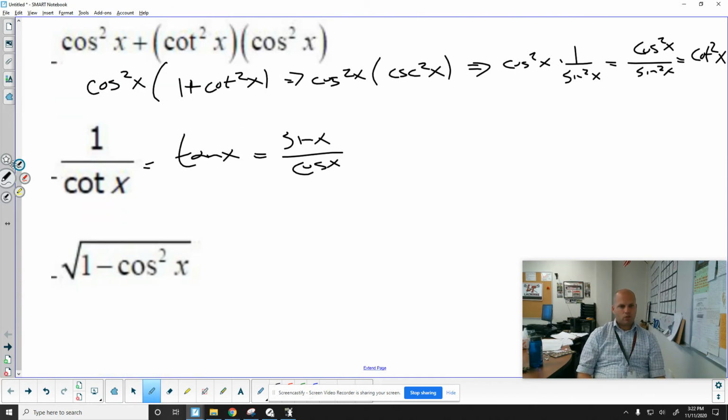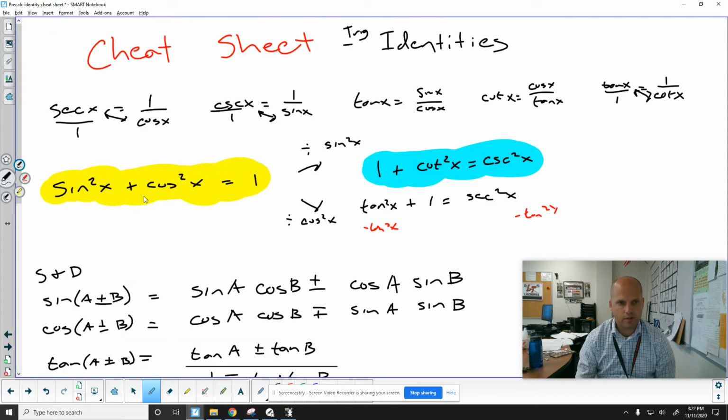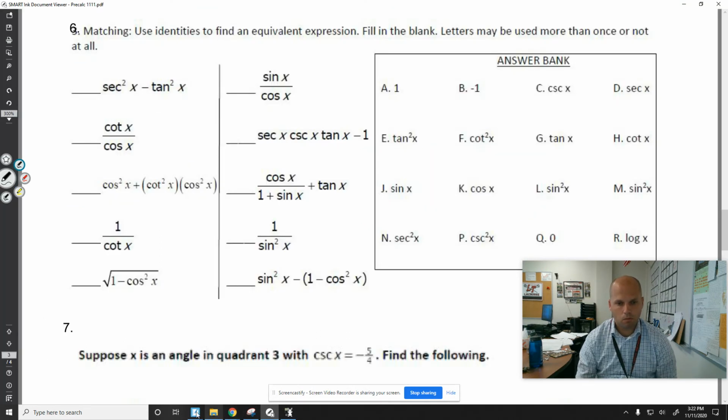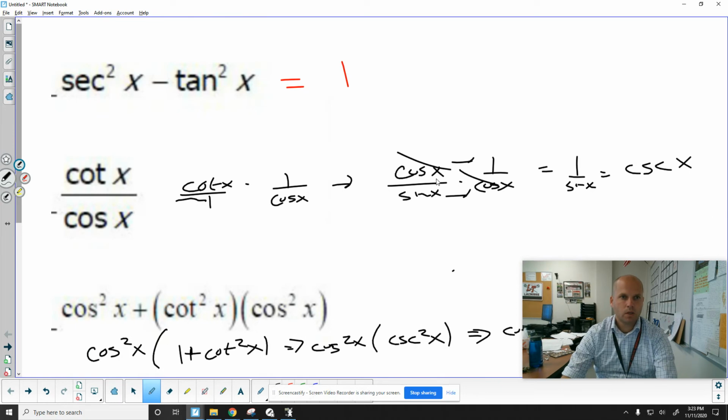Root 1 minus cosine squared. Well, what's 1 minus cosine squared? If I subtract cosine squared, I get 1 minus cosine squared. 1 minus cosine squared is equal to sine squared. So this is root sine squared. Square root of sine squared. Sine. All right.